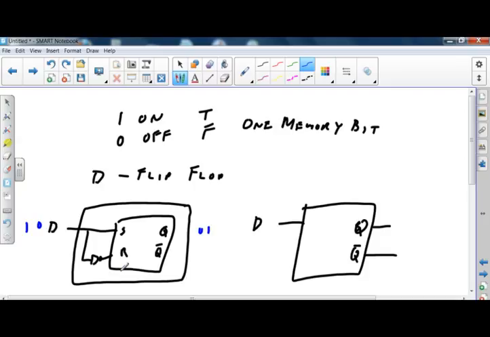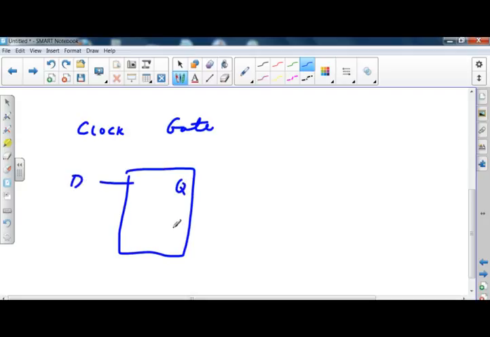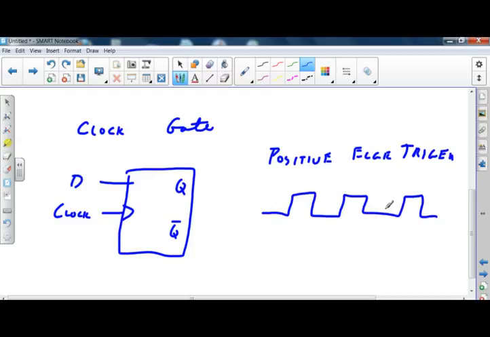Okay, the data flip-flop could have a clock. Now a clock is different than a gate, but not that much different from the gate. But it is different from a gate. So I could have a D, a Q, a Q naught, and I could have a clock. Now, what the clock does is, this is a positive edge trigger. Clock, and if the clock is doing that, so that's my clock, it changes there at the positive edge of the trigger, and that's the only time it changes.